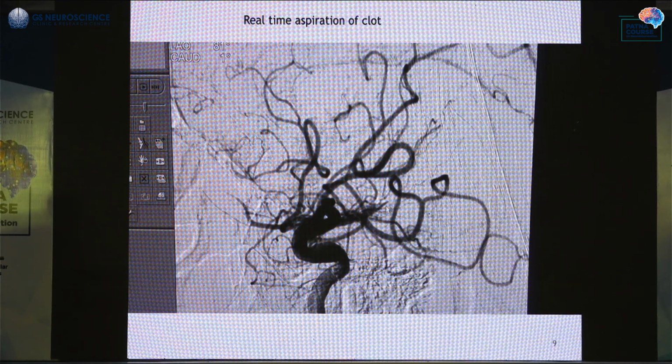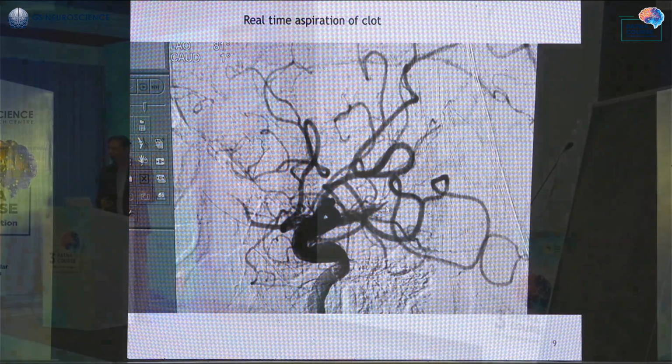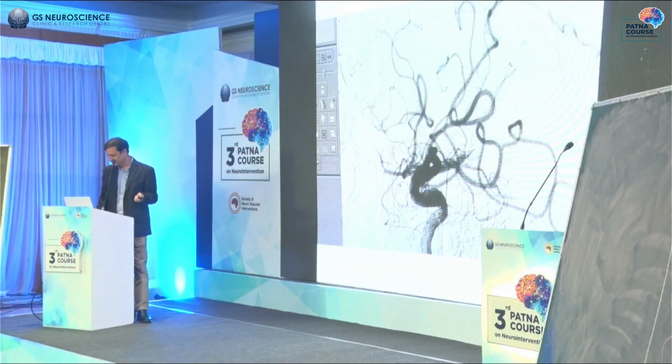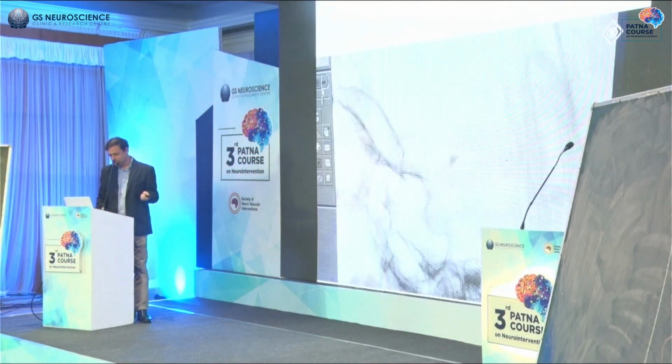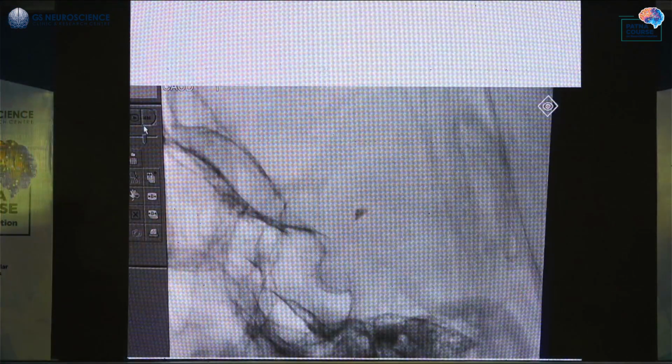So my choice is aspiration. You may prefer going with the stent retriever. Combination is not a good technique because you are taking so much material so distally. So this is a clot. So how am I going?